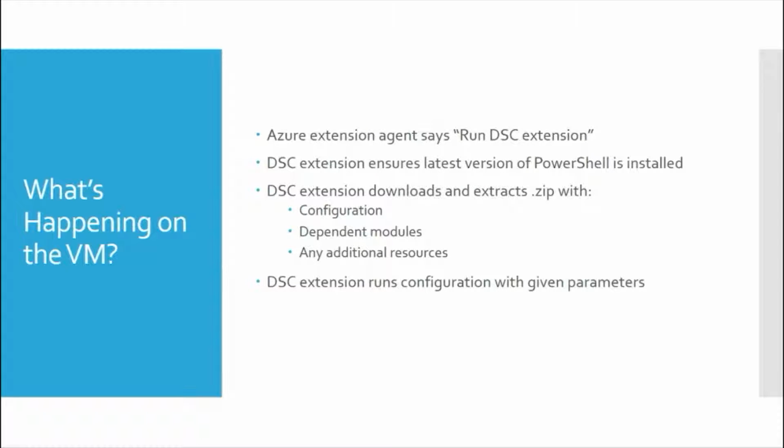The DSC extension is going to be handed the parameters we collected from the JSON, and we're going to run the configuration with those parameters. Once we're done running the configuration, we're going to report back on status through the Azure Reporting API.